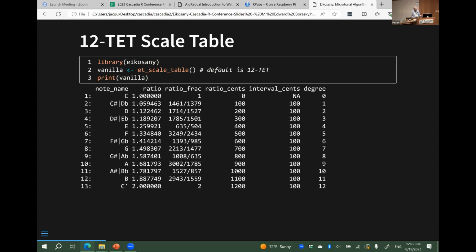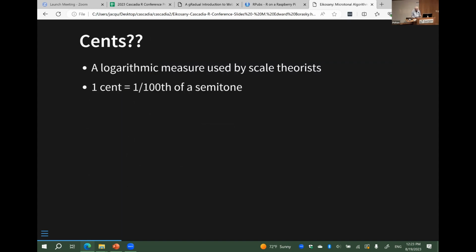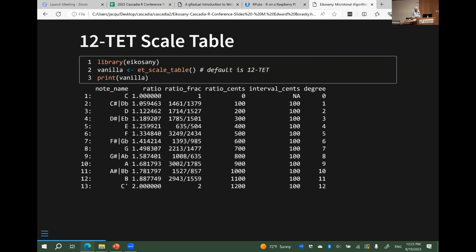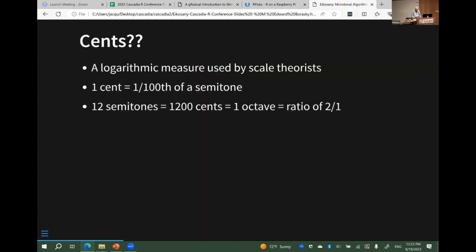Now, with an alternative tuning, you can change all of this stuff. Okay, cents are a logarithmic measure used by scale theorists. 1 cent is 1/100th of a semitone. So 12 semitones is 1,200 cents. It's 1 octave, a ratio of 2 to 1. So if you go back to this table, you can see the cents are all 100 because the ratio is a 12th root of 2 between notes, which is the log.